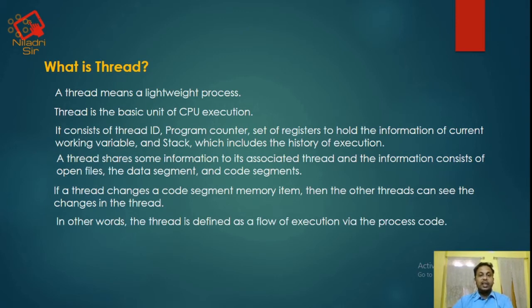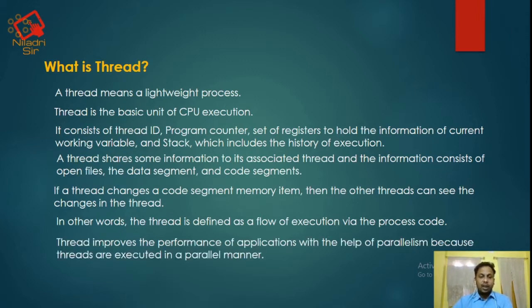In other words, a thread is defined as a flow of execution via the process code. Threads improve the performance of applications with the help of parallelism, because threads execute in a parallel manner. So it improves the process speed or execution speed, as we know that the process consists of many threads and all the threads are working in a parallel manner. So the execution of the process becomes faster.